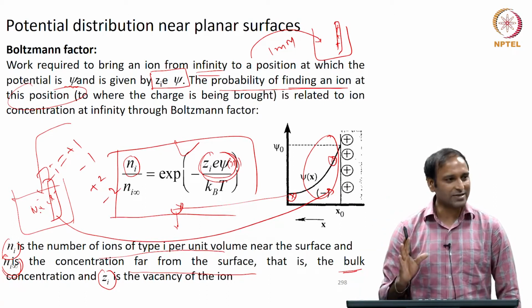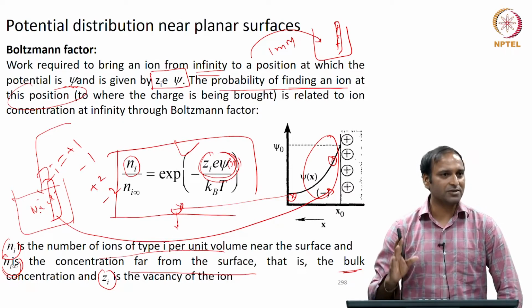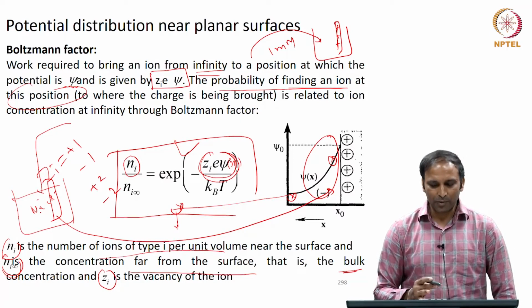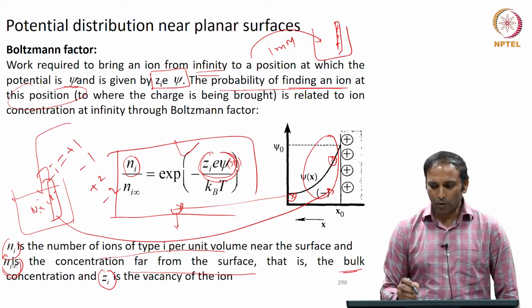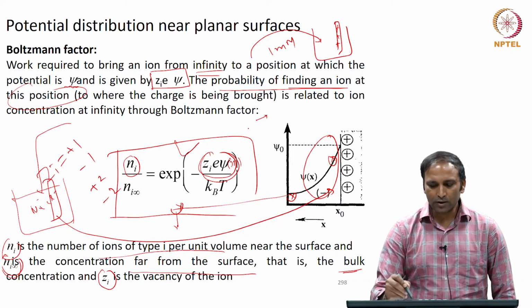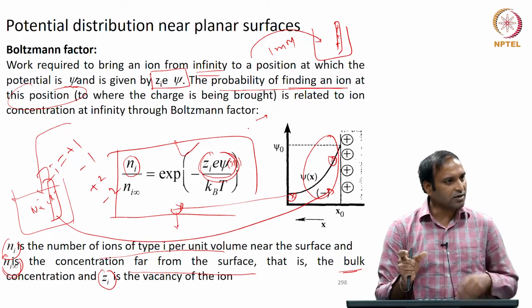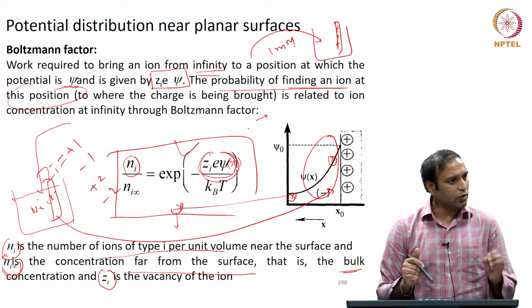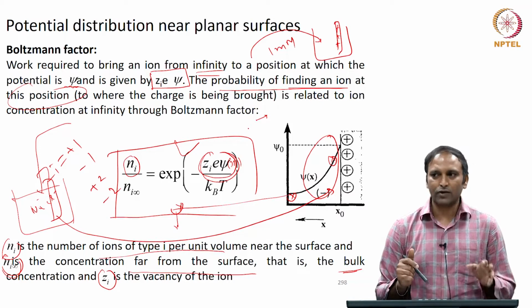I am talking about when I say infinite distance, that means it is sufficiently far away from the charged surface. You will learn a little bit later that when I say sufficiently far away, we are talking about a distance called the thickness of the double layer. That means if you go to a distance farther than the double layer thickness, there will be equal probability of finding the positive ions and negative ions in solution.